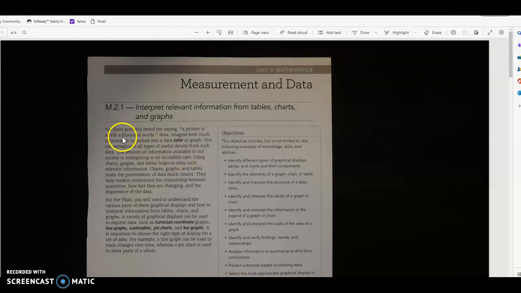As you can see from this first sentence, it says, you probably have heard the saying, a picture is worth 1,000 words. Well, when you're doing a graph, that's pretty well what it is. Now imagine how much information is packed into a data table or a graph. Now on the TEAS test, you will need to understand the various parts of these graphical displays and how to interpret information from tables, charts, and graphs. There are a variety of different graphs. We've already talked about the Cartesian coordinate graphs, the line graphs, scatter plots, pie charts, and bar graphs. These are the keywords that were mentioned earlier.